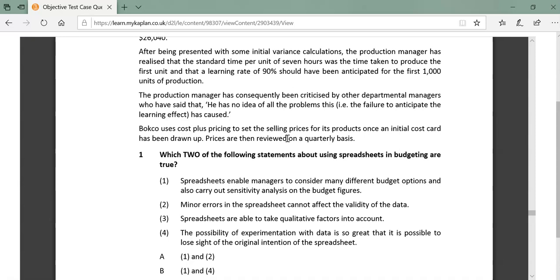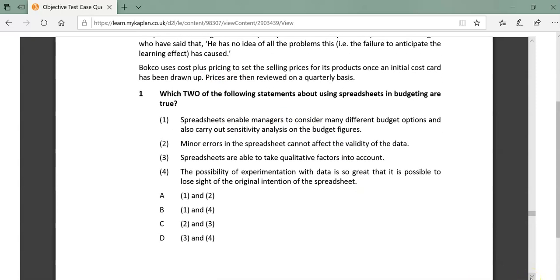So let's just get my notes there. Yes. It's saying that spreadsheets enable managers to consider many different budget options and to carry out sensitivity analysis on the budget figures. Yes, that's true. I don't know if you've done all this goal-seeking and using if statements. Spreadsheets are an amazing tool, and being able to write out all the different activities at which products are being made, you have that happening with spreadsheets.